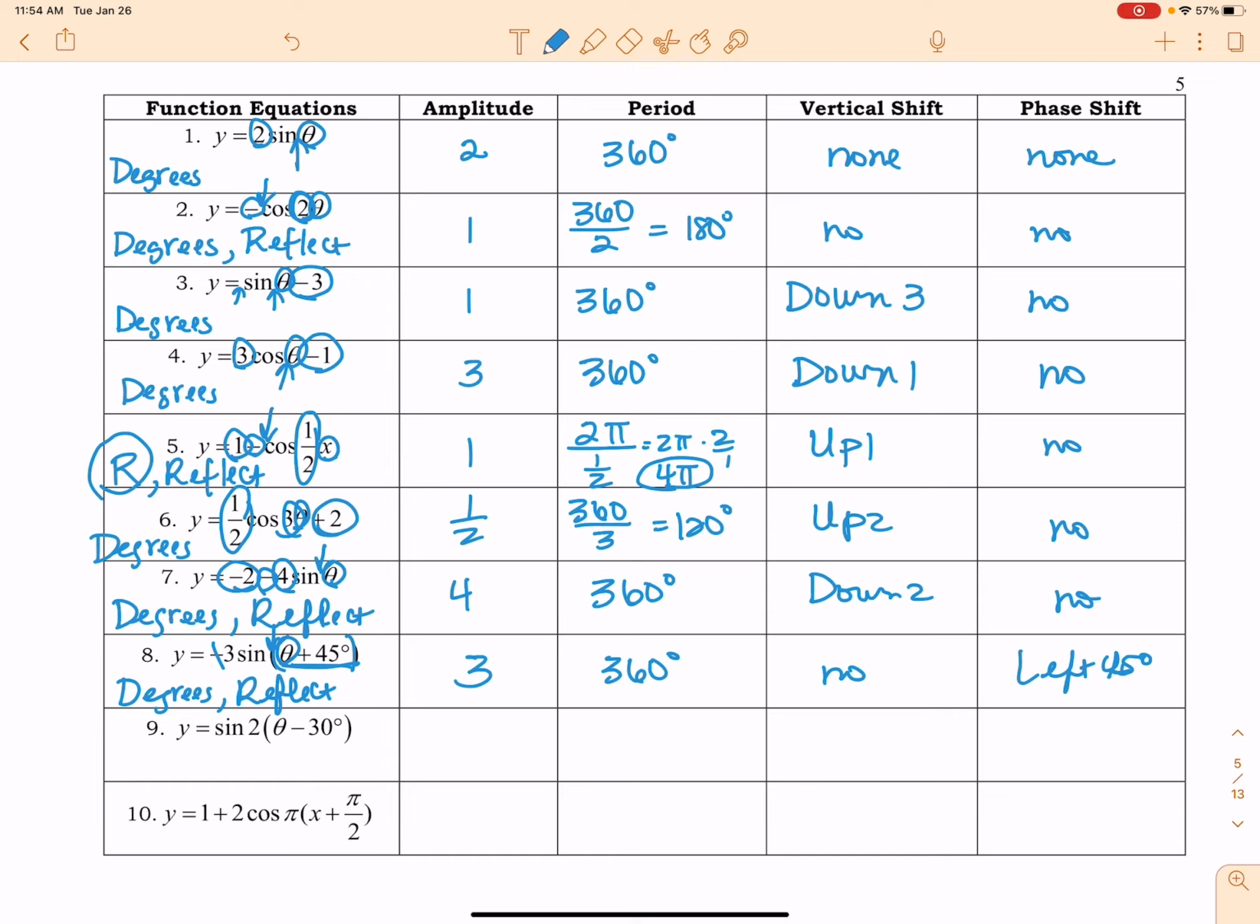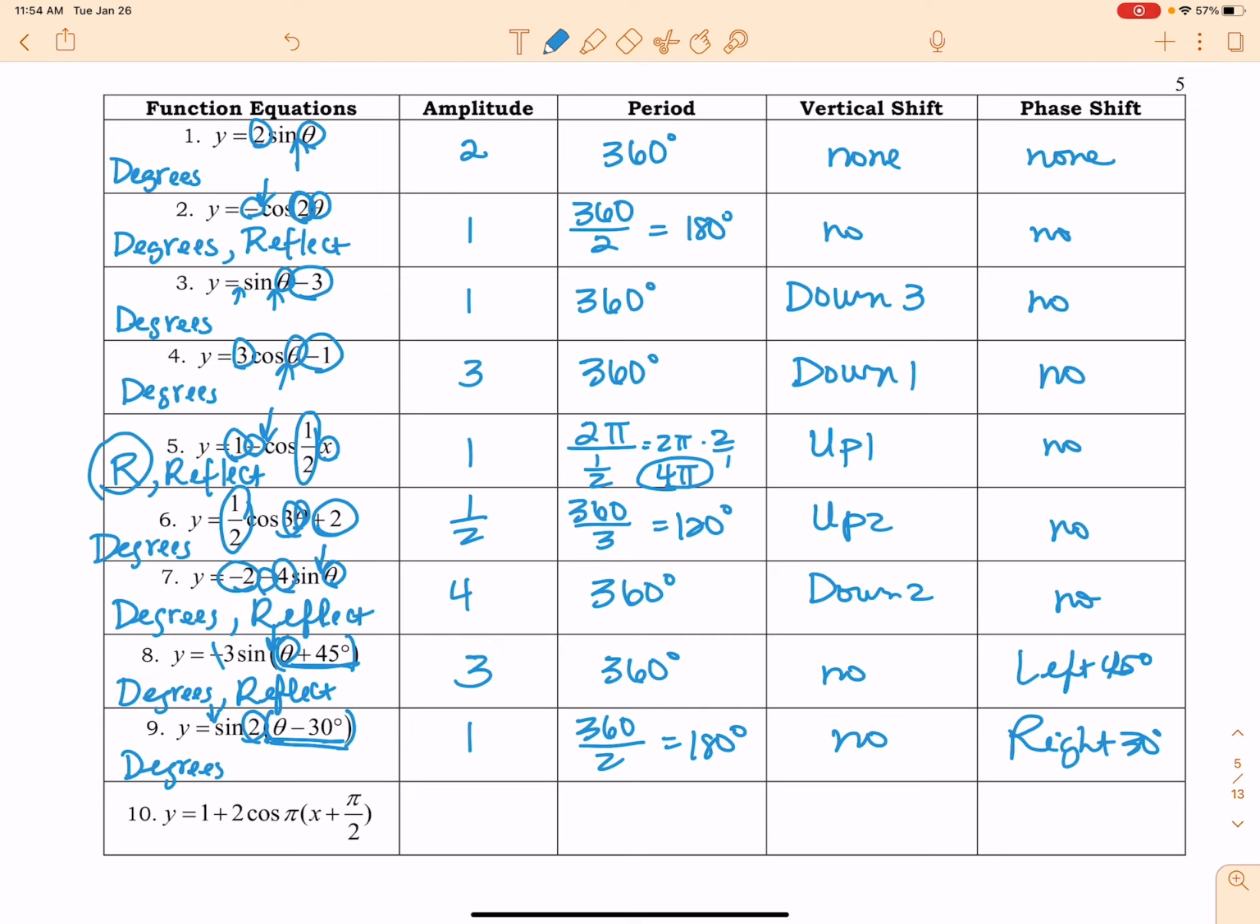All right, number 9, y equals sine 2 parentheses theta minus 30 degrees. We are in degrees, of course, and there's no reflection. The amplitude is 1 because there's an understood 1 right in front of sine. The period is going to be 360 divided by 2 because of this 2 right here. There is no vertical shift, but there is a phase shift right 30 degrees.